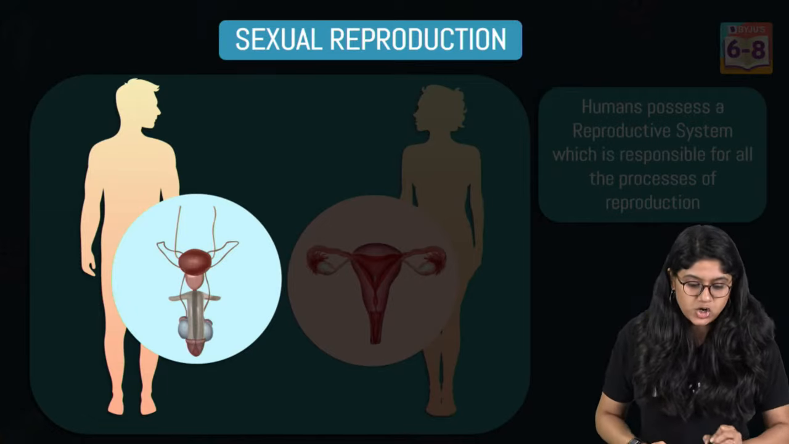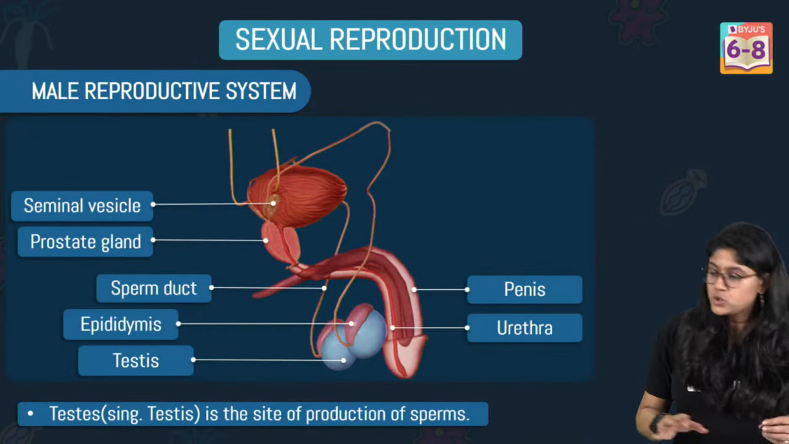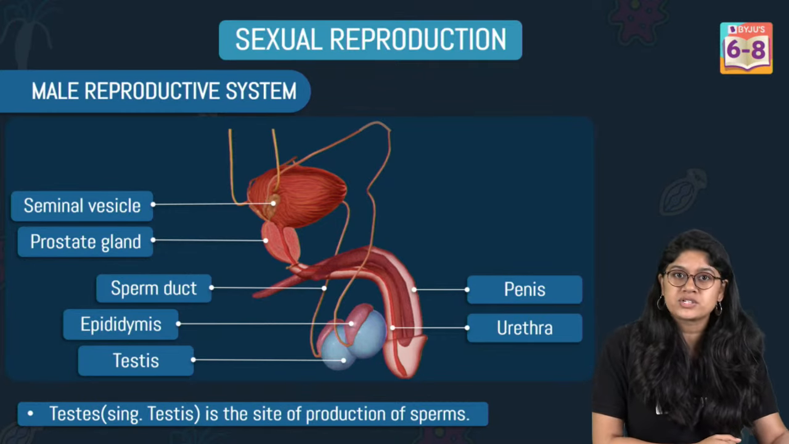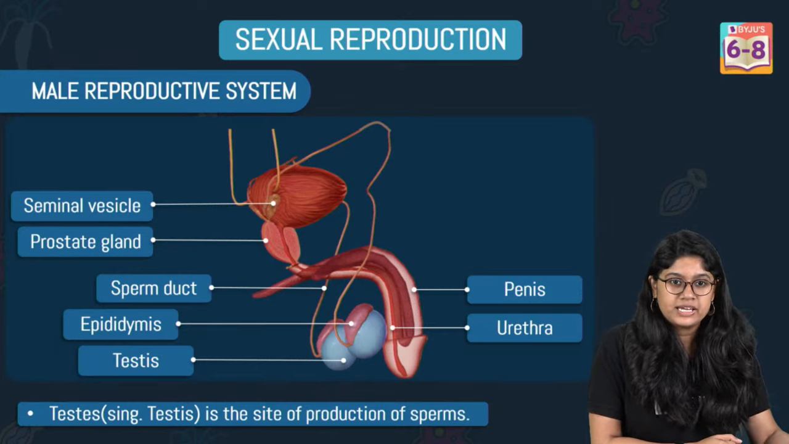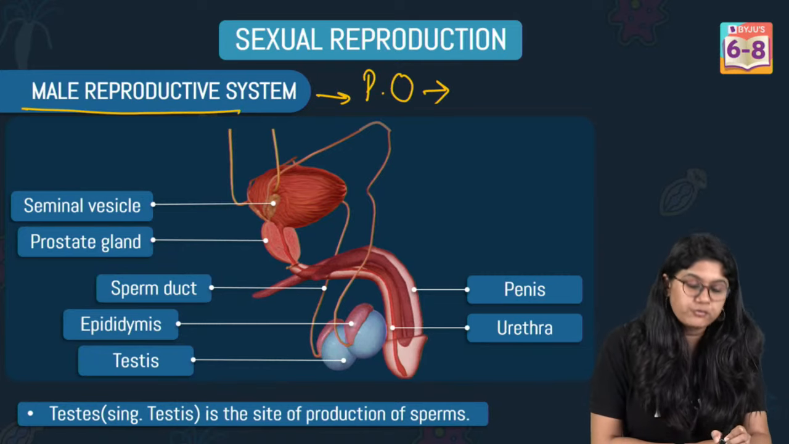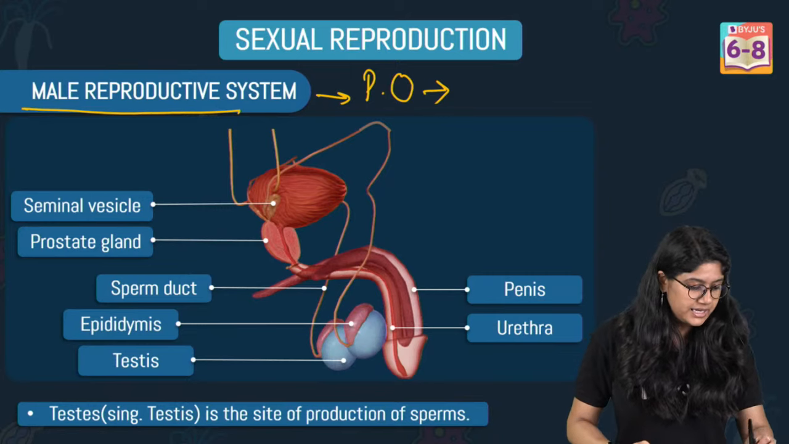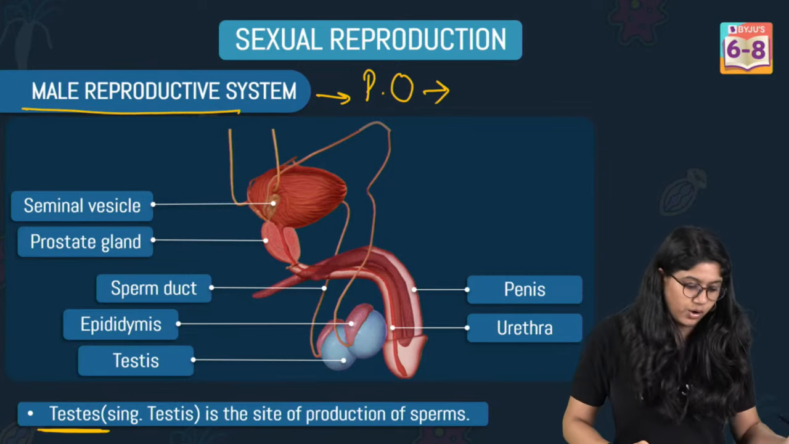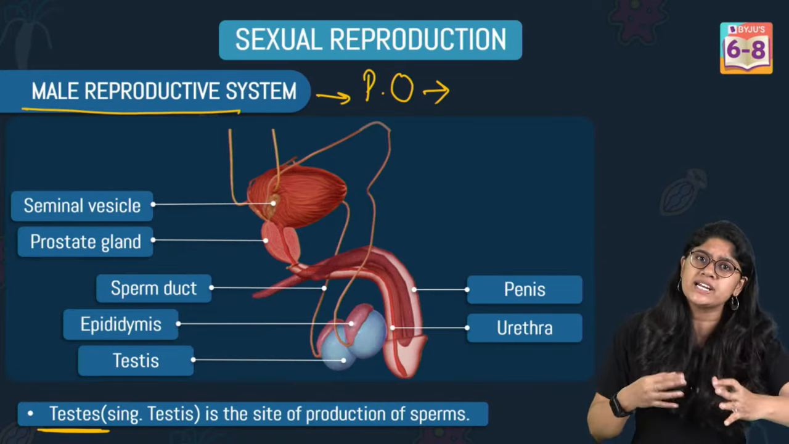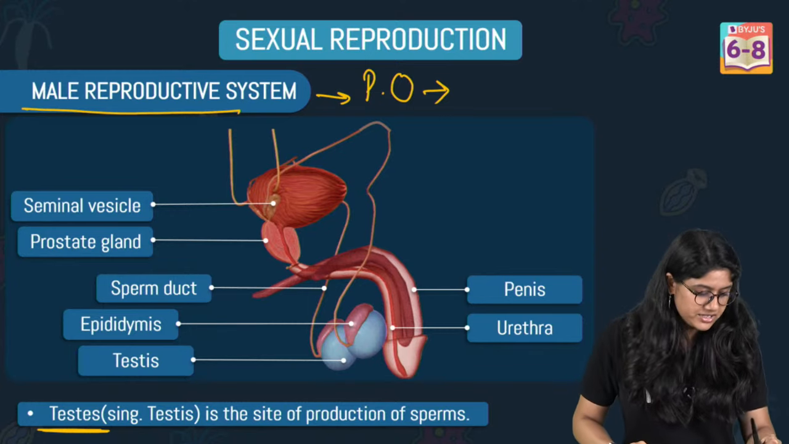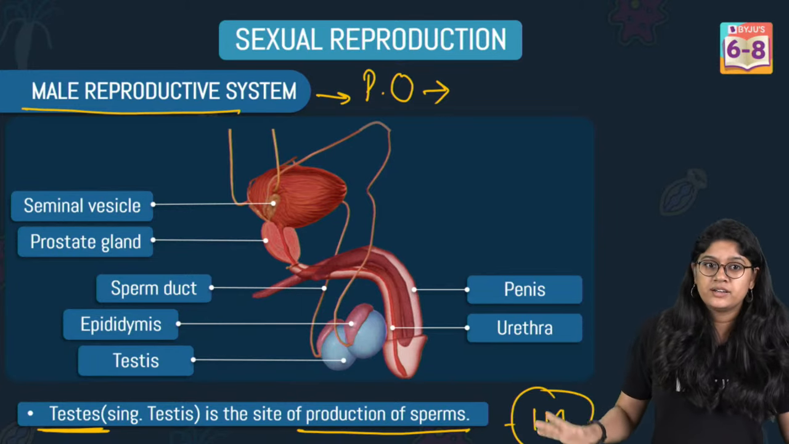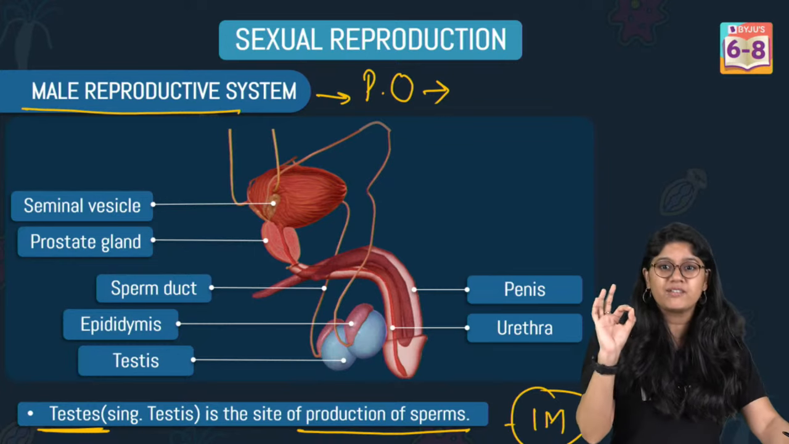Now let's talk about the male reproductive system. First, we'll discuss the importance and then we'll discuss ahead. In the male reproductive system, the primary organ which helps with the production of sperm is the testis. The testis is present outside the body in the male, in the scrotum, so that it can maintain the temperature. In the testis, we see the production of sperm. A 1 mark question, everyone. Remember this: in the testis, sperms are produced. This is very, very important.